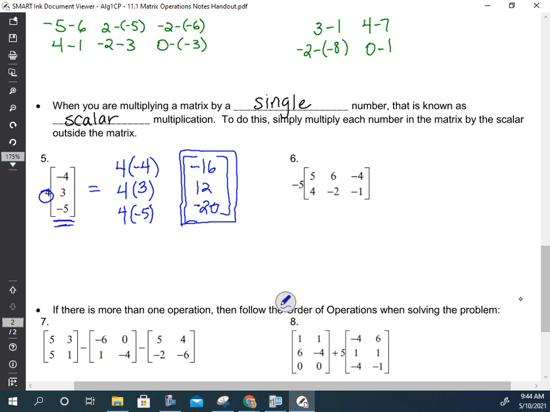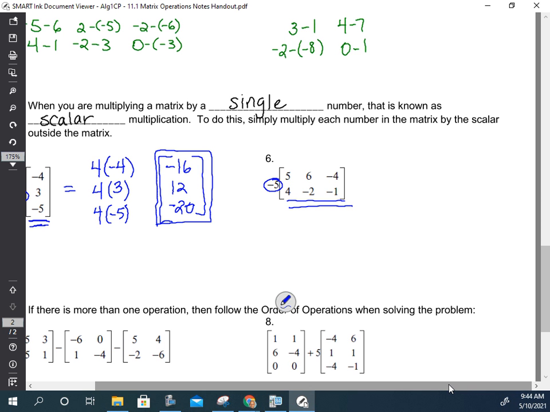Same thing applies to problem 6. You have a matrix, negative 5 sitting outside. So everything gets multiplied times negative 5. So negative 5 times 5, negative 5 times 6, negative 5 times negative 4. It's negative 5 times 4, negative 5 times negative 2, negative 5 times negative 1.